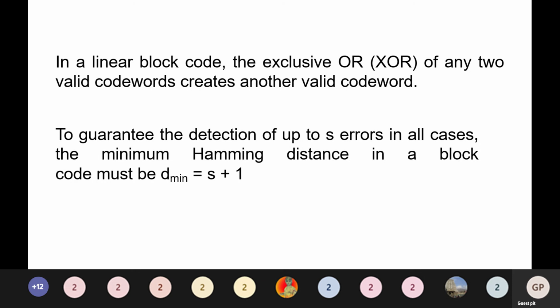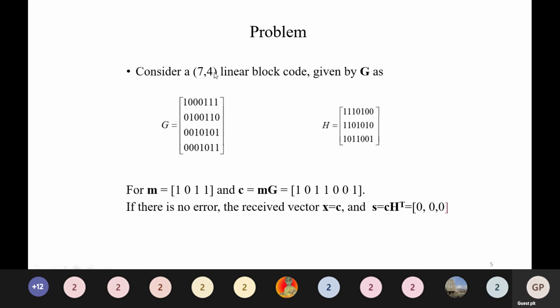For example, we'll see a problem. We consider a (7,4) linear block code given by this generator matrix. Here n is the number of outputs, so 7 outputs and 4 inputs actually. This is the generator matrix of the given linear block code.